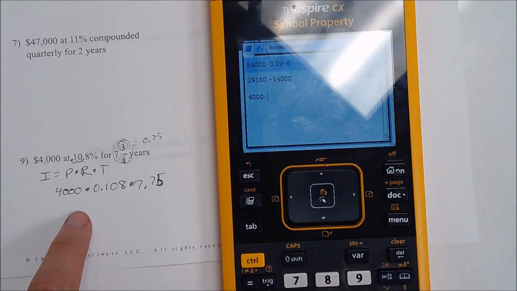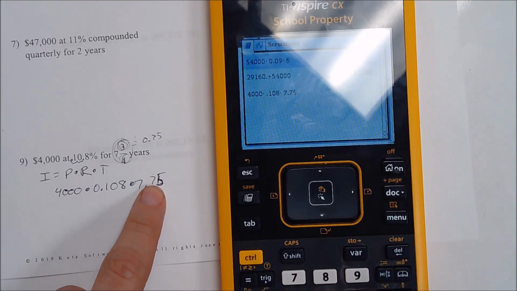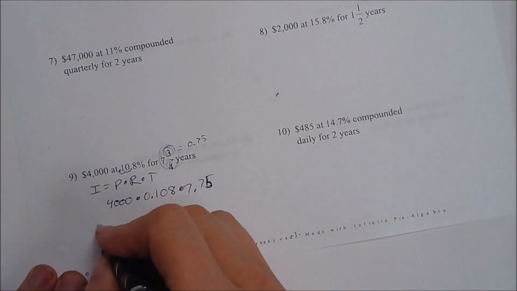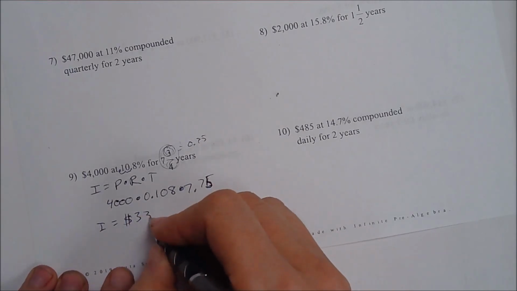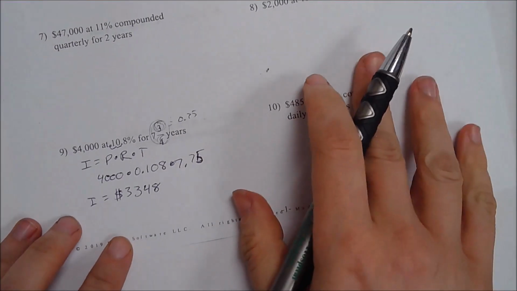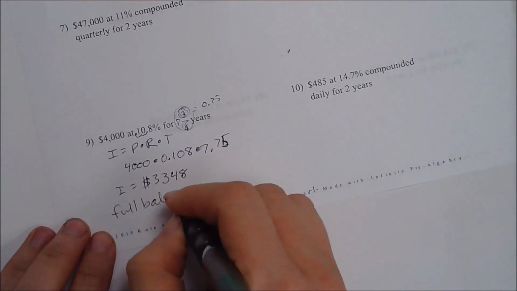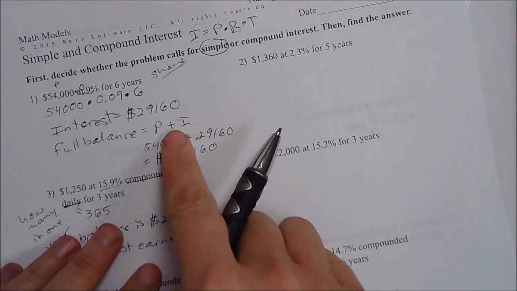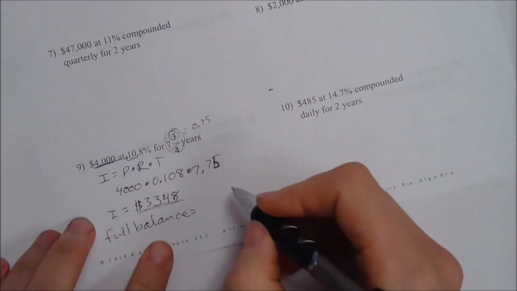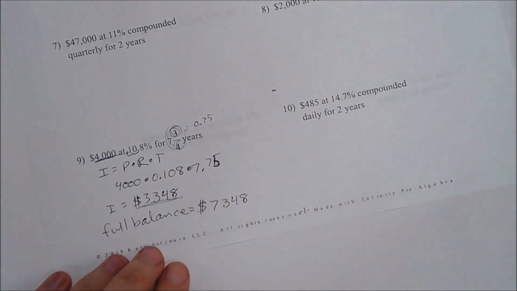4,000 times 0.108 times 7.75 years is 3,348. So the interest equals $3,348. Oh, which ain't half bad, really. Okay, so then if I wanted the full balance, I would take the principal plus the interest. So principal plus interest. And then I would get $7,348 for that one.